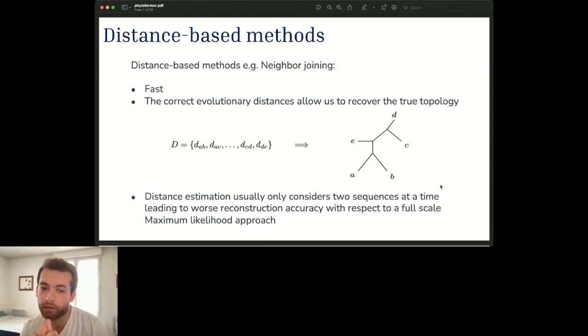Nevertheless, distance estimation usually only considers two sequences at a time, which leads to worse reconstruction accuracy with respect to a full-scale maximum likelihood approach. Moreover, these distances are not independent. They have to satisfy, for instance, the triangle inequalities, the 4-point conditions, and so on. So the idea is to train a neural network to predict, given an alignment, all the pairwise evolutionary distances, and do so exploiting all the information contained in the input alignment.